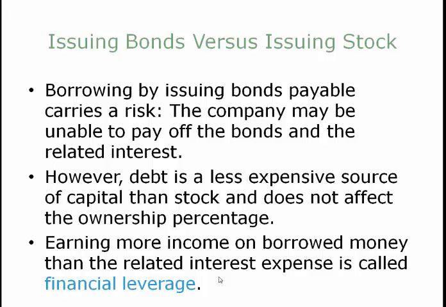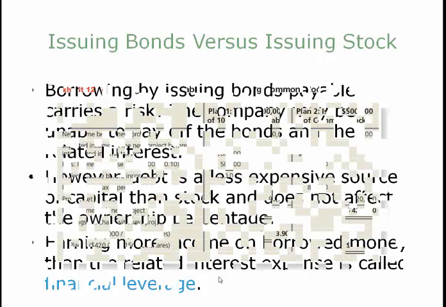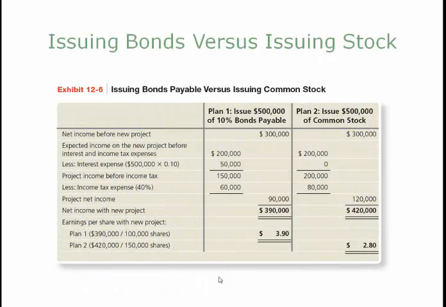Earning more income based off of borrowed money is called financial leverage. And what happens is the owners of the company actually prefer that you issue bonds more than stocks, because that means there's more money to go around for stockholders if in fact the company has a profit. But it's a contractual obligation for the company if they're unable to pay those off. So there's a risk associated with that. So let's take a look at what the difference is.